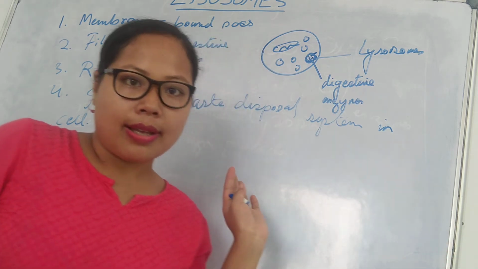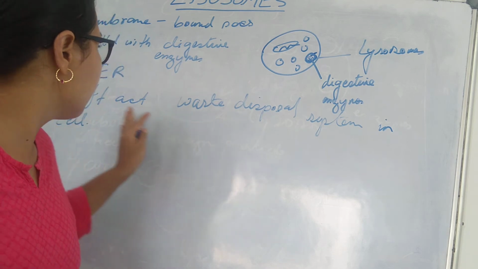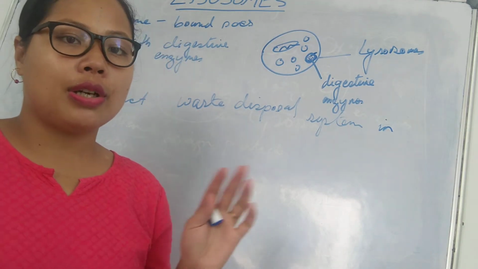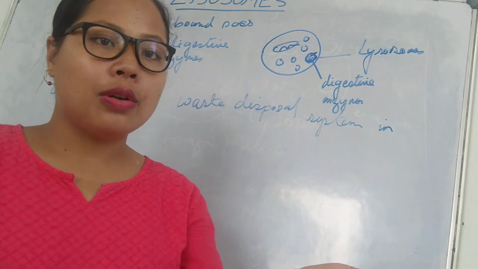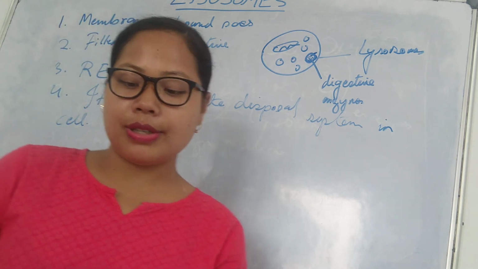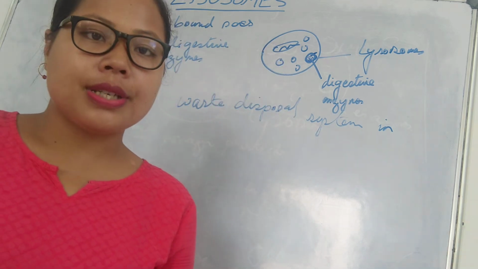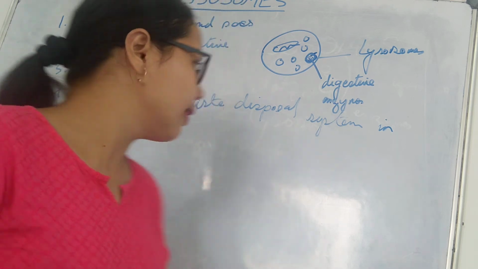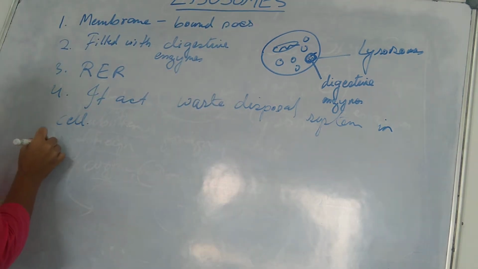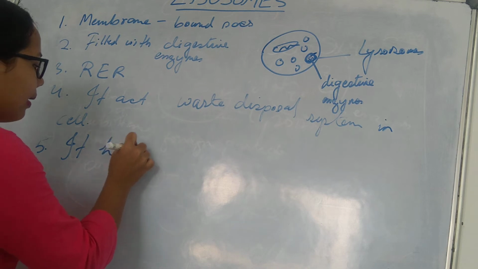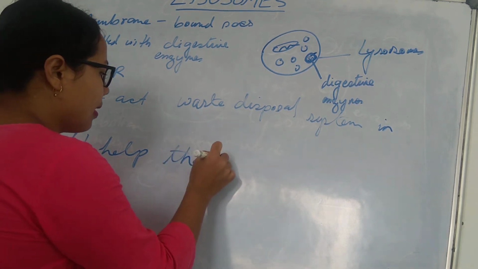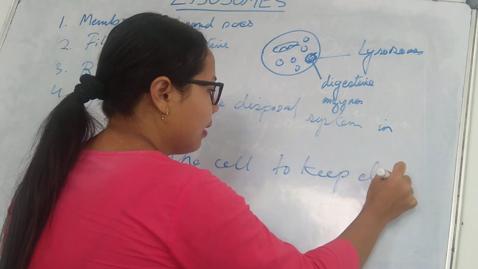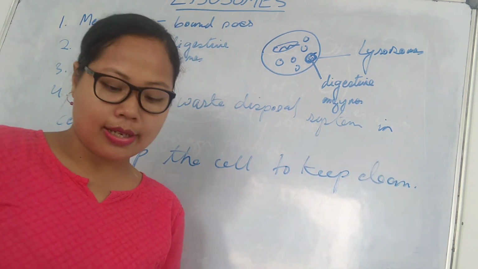When it comes to the cell, this particular cell organelle acts as the disposal system. We will see how it disposes in the next part. Since it helps in waste disposal, it helps the cell to keep clean.